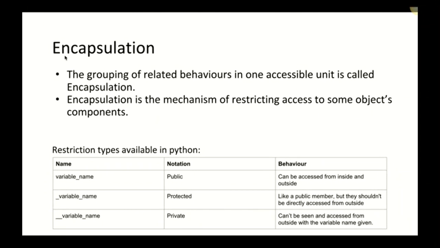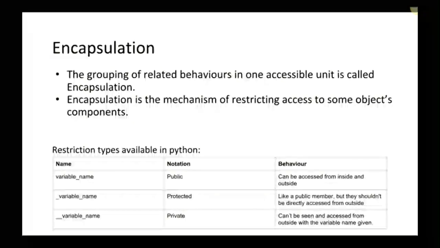We'll talk about encapsulation now. Encapsulation is the grouping of related behaviors into one accessible unit. In an object oriented Python program, you can restrict access to methods and variables. This can prevent the data from being modified by accident. This is known as encapsulation.